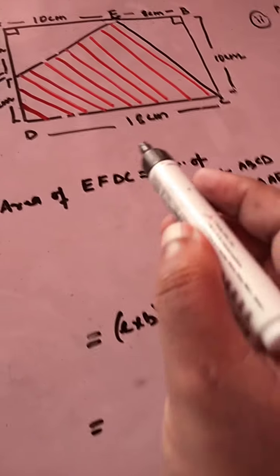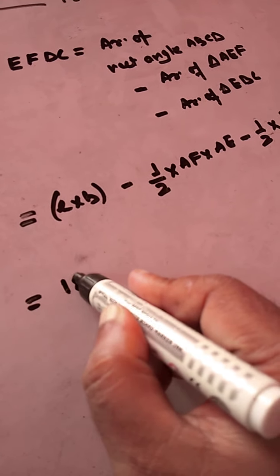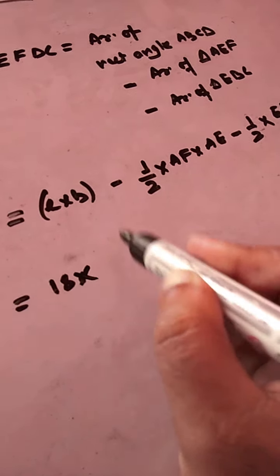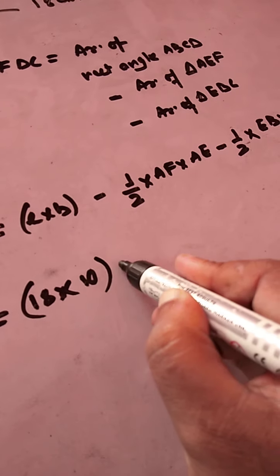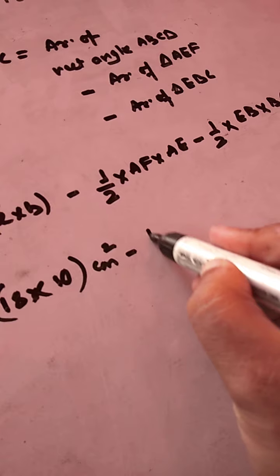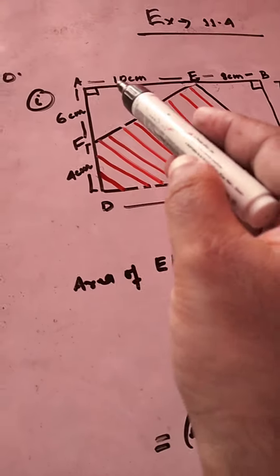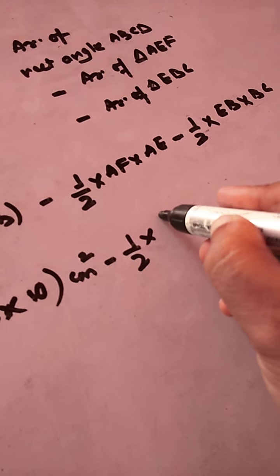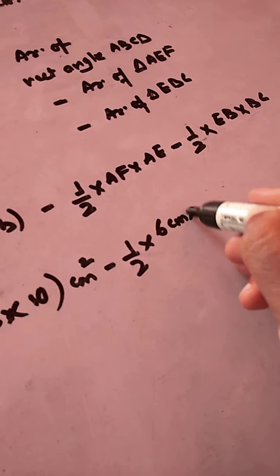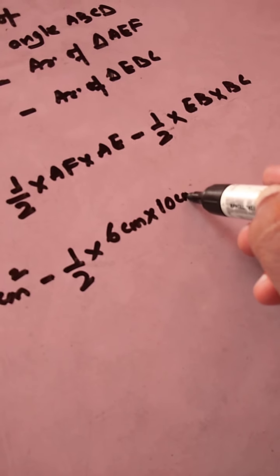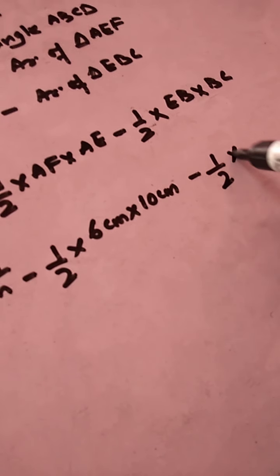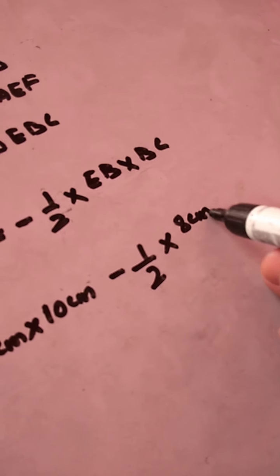Now in place of length, what is the dimension? That is 18 centimeter, and what is the breadth given? 10 centimeter. Fine. So this will be centimeter square. Now half into, what is AF given? AF is 6 centimeter. What is AE given? AE is 10 centimeter. Minus half. What is EB given? EB is 8 centimeter. And what is BC given? BC is again 10 centimeter.